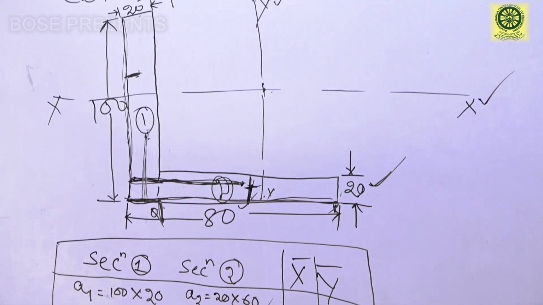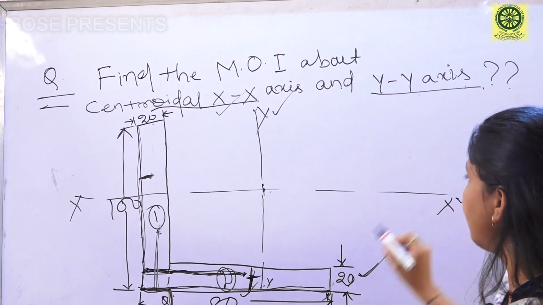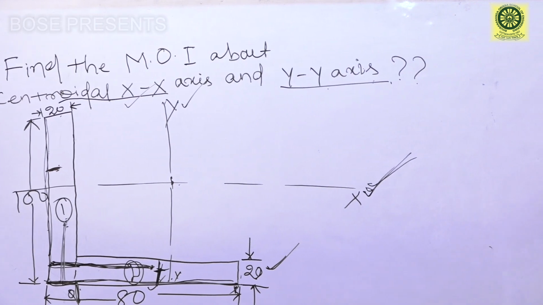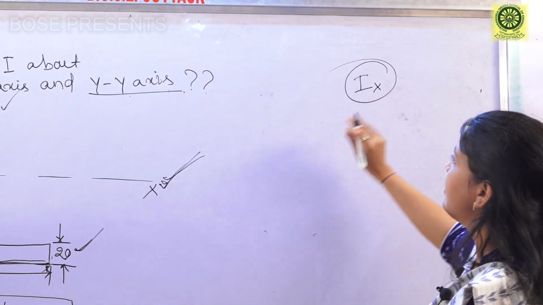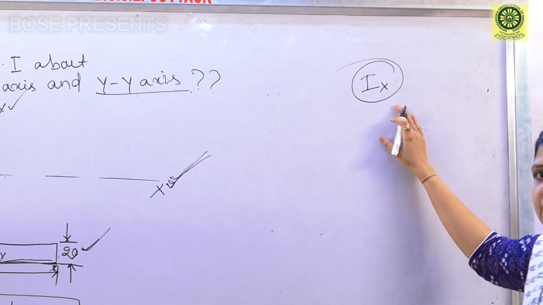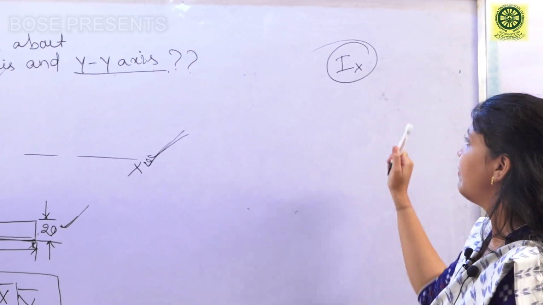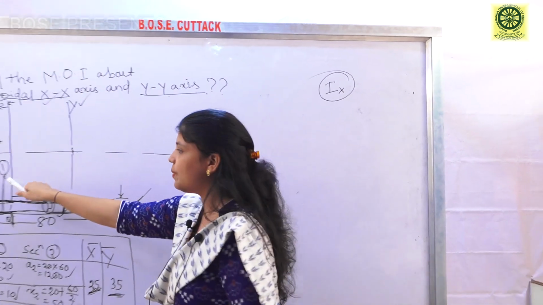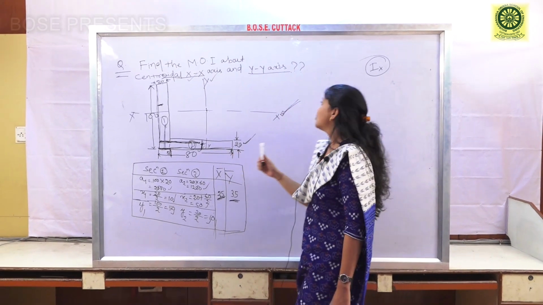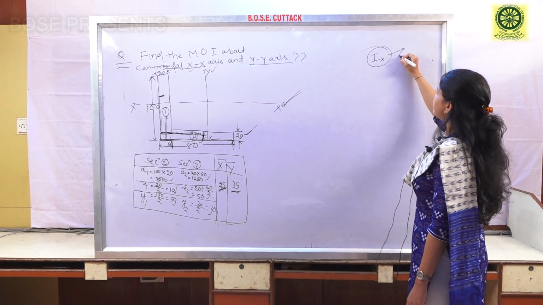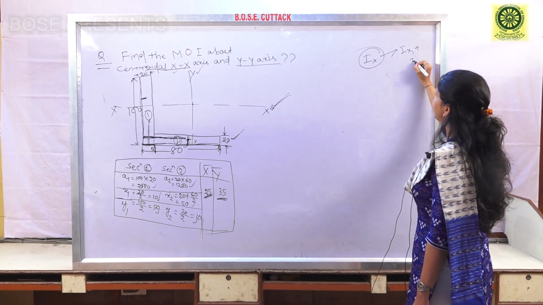So first we will discuss the moment of inertia about the x-axis. Okay, the centroidal x-axis. Suppose I am naming this Ix. This is the moment of inertia about the centroidal x-axis for the entire section. But we have divided the entire section into two parts. That is our section 1 and this is section 2. So this Ix will be the summation of Ix1 plus Ix2.